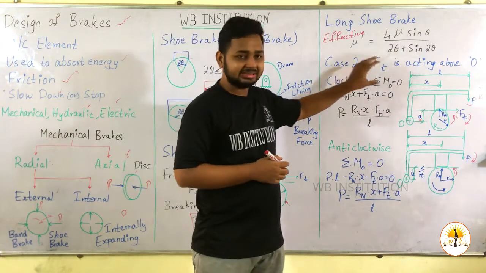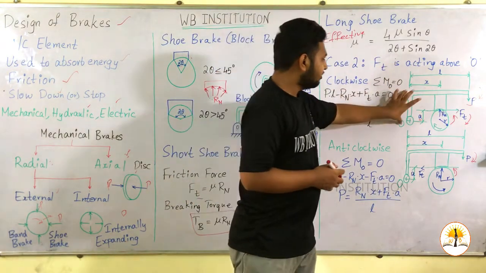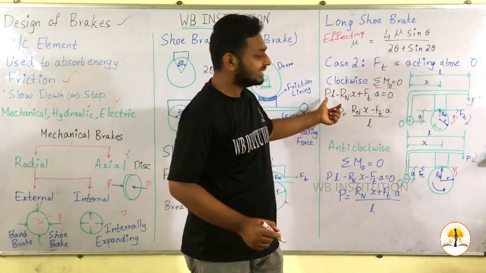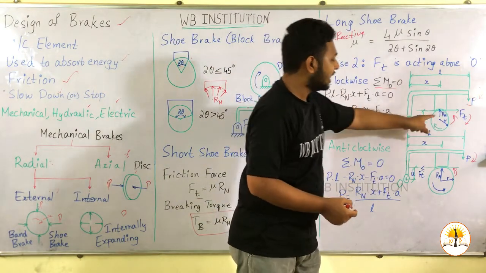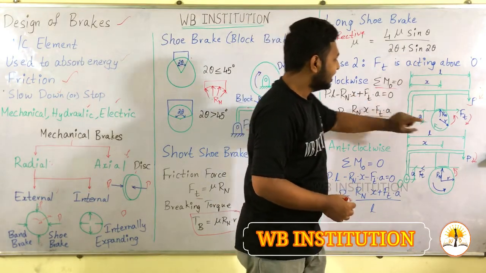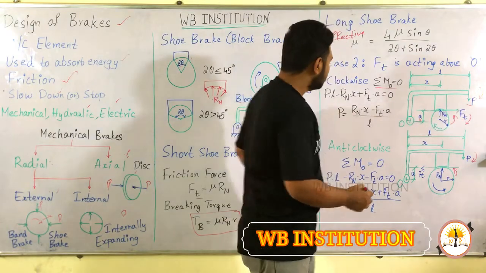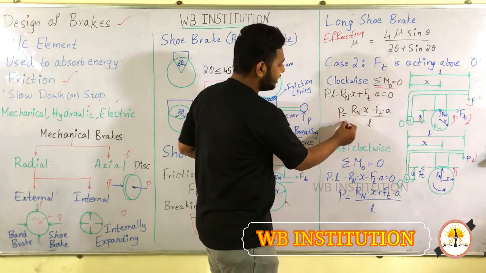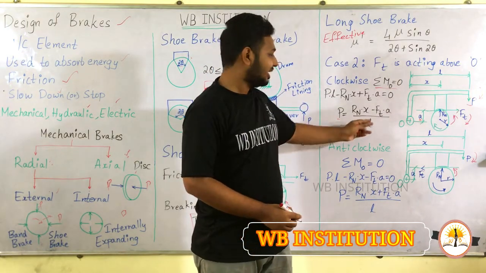That is given by the same moment equation, the sum of all moments in the given condition, that is sigma MO equal to 0. So from this we can write P into L minus Rn, which is acting in the anti-clockwise direction, into X plus Ft. Why? Because the frictional force is acting in a clockwise direction. So plus Ft into A equal to 0. From this we get P equal to Rn into X minus Ft into A divided by L.